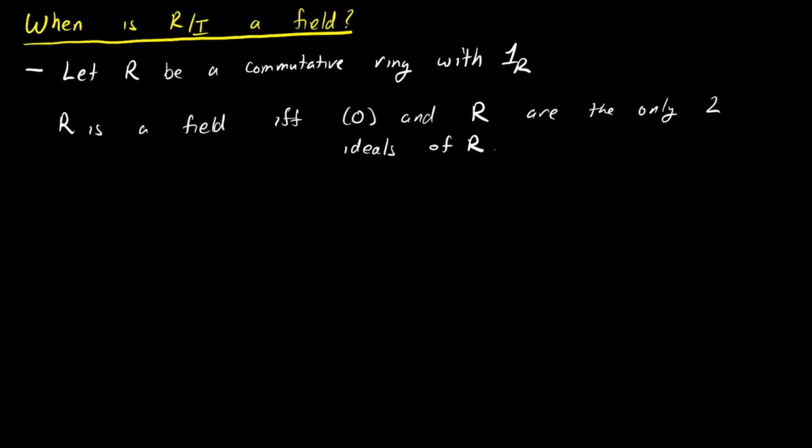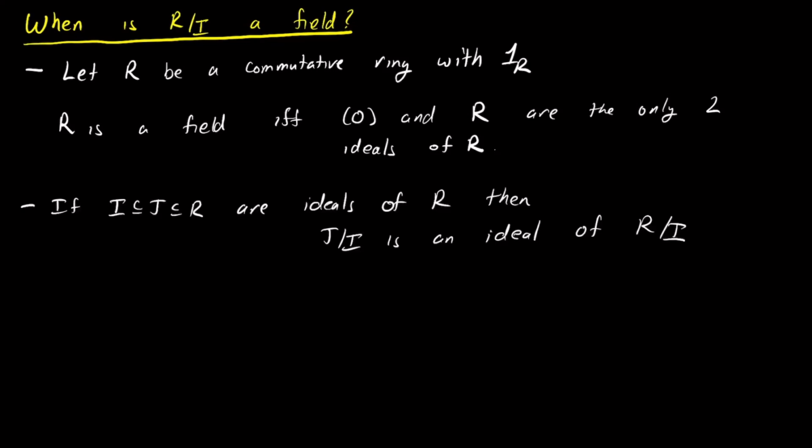Another exercise that I like to give that's good practice is if I have two ideals I and J in R, and I know that I is a subset of J, then it turns out that J mod I is an ideal of R mod I. So when I form this ring R mod I, and I is in some sense too small, J mod I is going to be an ideal of R mod I. So I'm going to have ideals that may not be R mod I or the zero ideal.